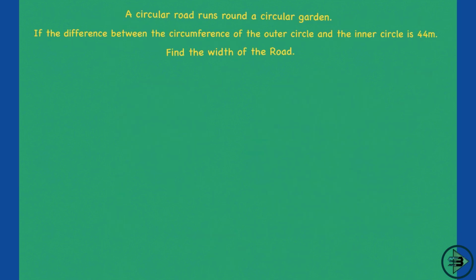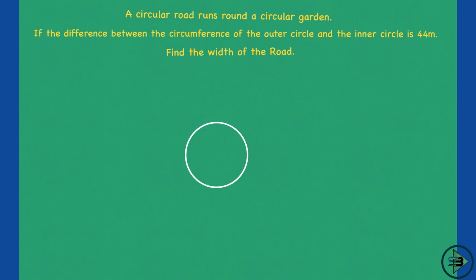Take this problem on circle. So what is given here? A circular road runs round a circular garden. If the difference between the circumference of the outer circle and the inner circle is 44, then find the width of the road. Okay, so what do we know now? A circular road runs around a circular garden. So draw a circular garden here, and there is a circular road which runs along this.